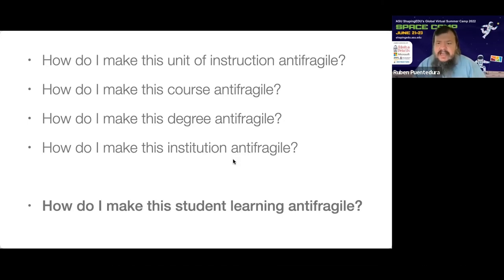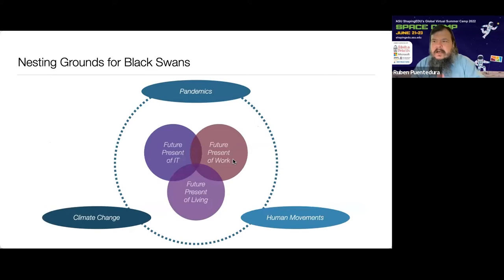But the key question at the heart of it, behind it all, is ultimately, how do you make student learning anti-fragile? And again, part of what we're going to be doing today is developing some tools for doing just that, for looking for, if not where Black Swans are, where they might be coming from, and then tools for thinking about what we might do with them once discovered. All right.